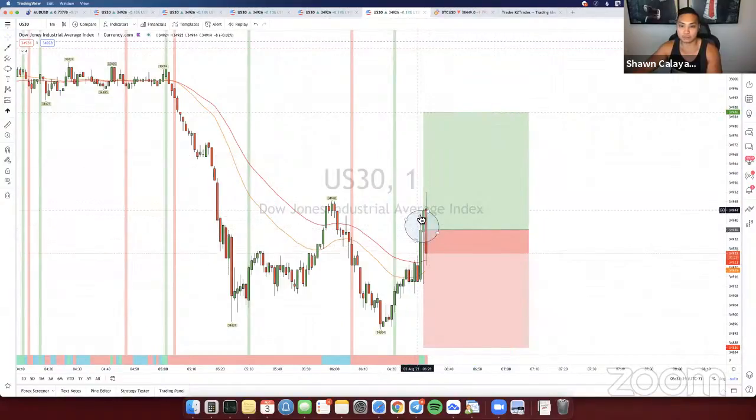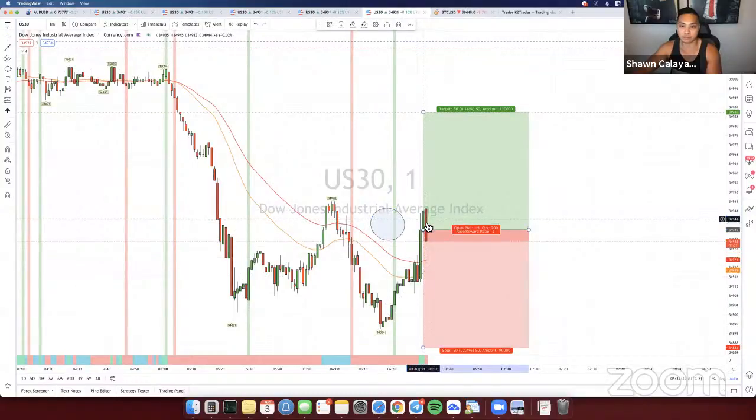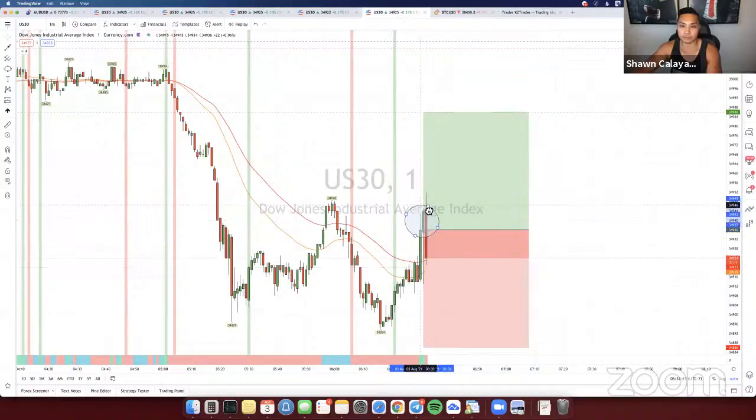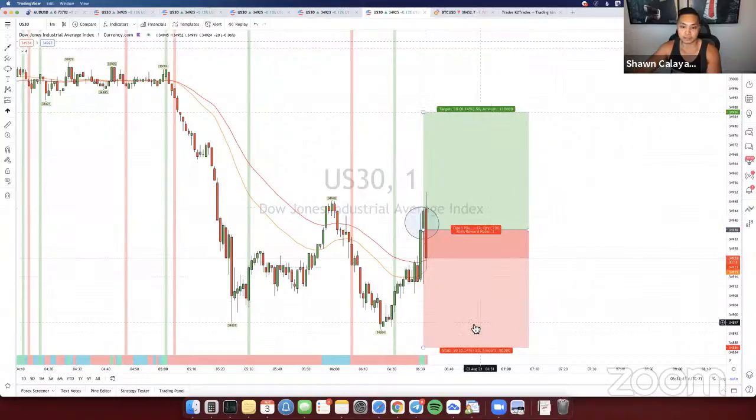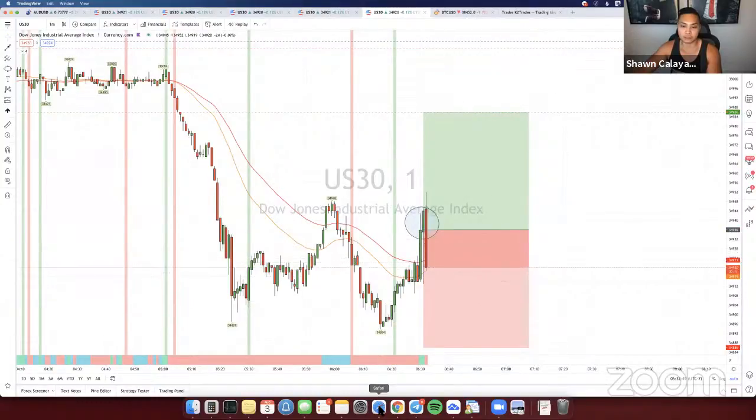The reason why I would have confirmed this breakout here was because the next following green candle was a very strong green candle with little to no wick on top. However, just looking at how the market's moving right now, it's a little too volatile. And I'm not going to risk it just trying to get this quick scalp off the breakout.